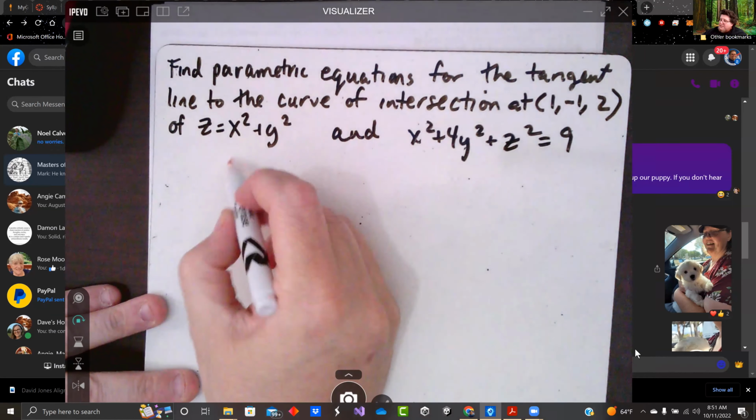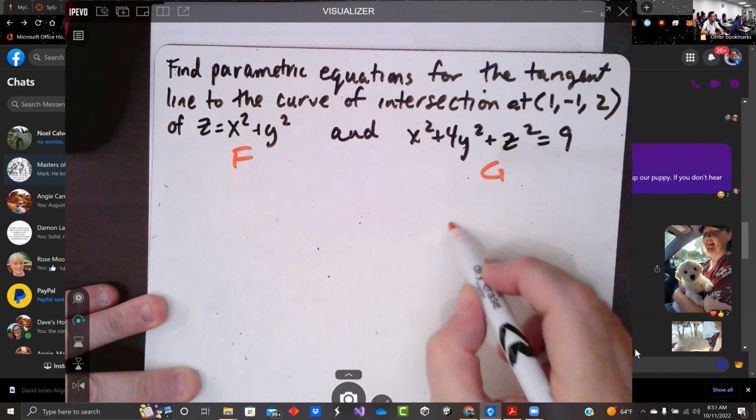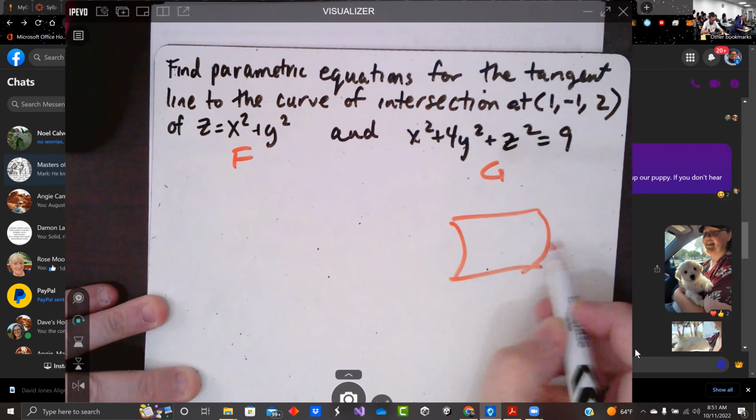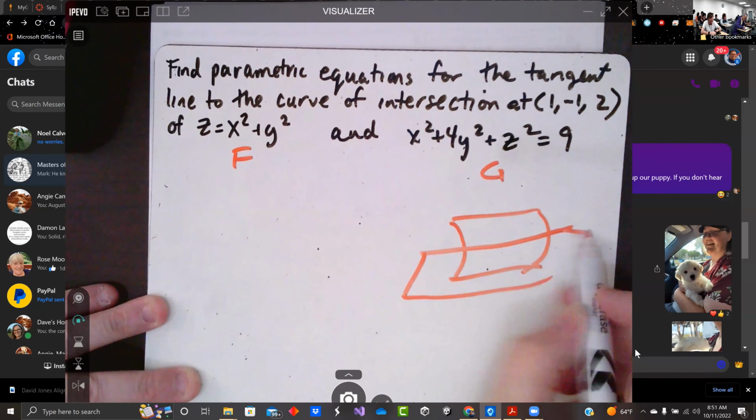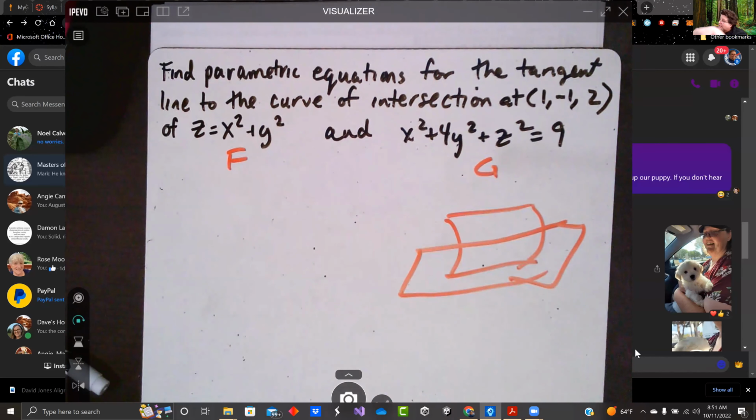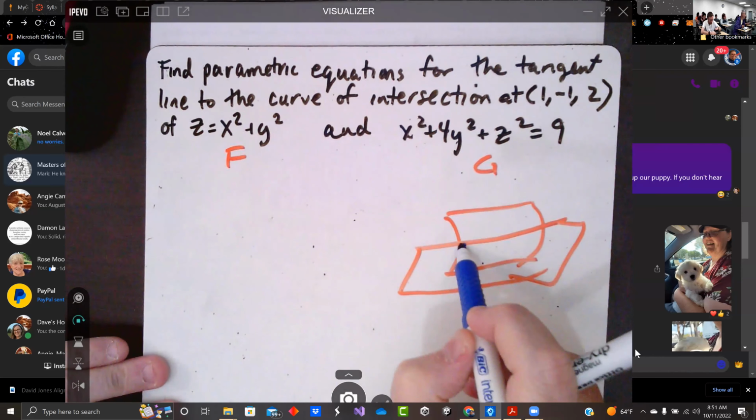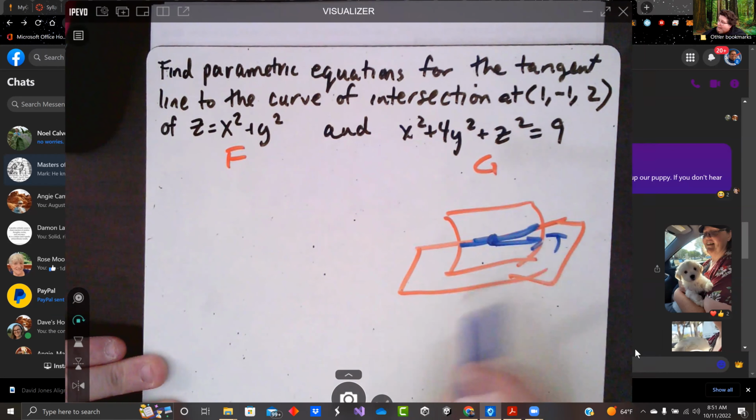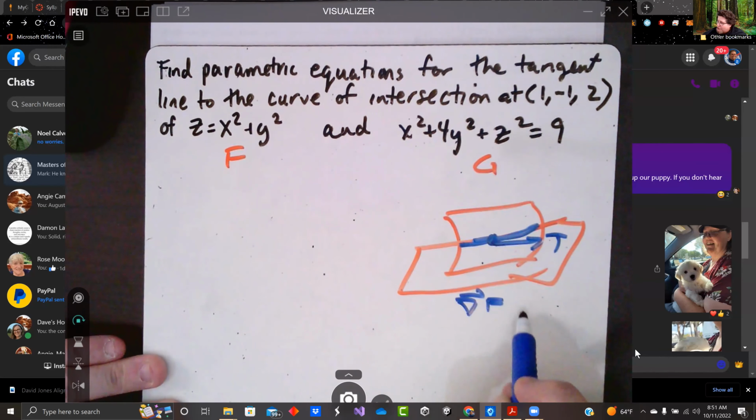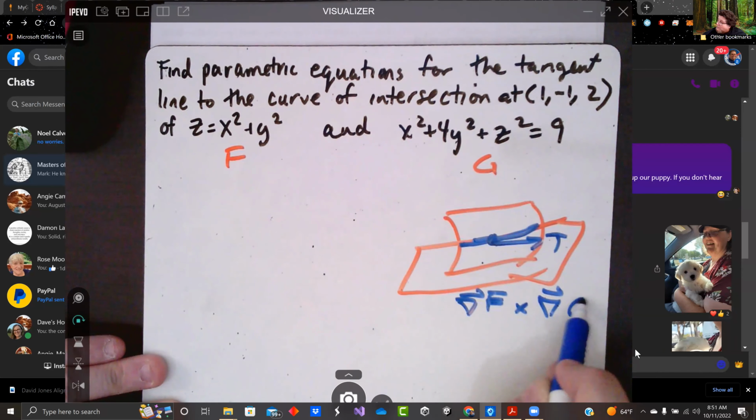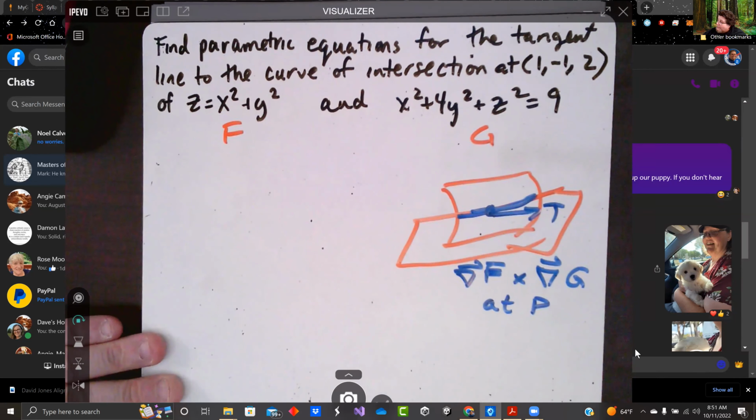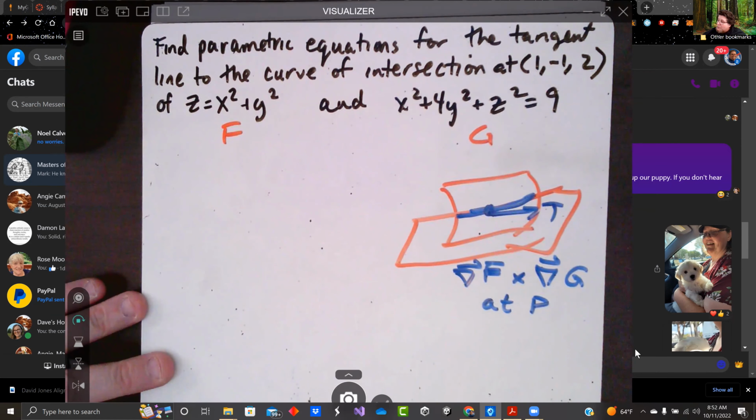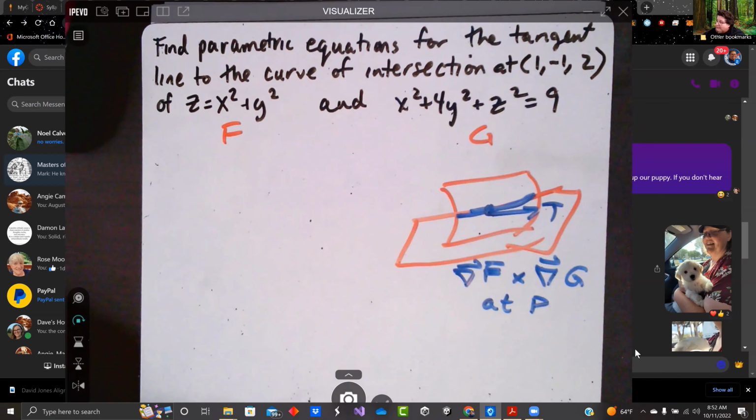So the idea here is that this is surface F and this is surface G. Where you see these points, yes, the point you have. And they intersect along some line here. We can find the tangent vector at a point there as the gradient of f cross the gradient of g at P for both of them. We can find the tangent line doing that. Once we have the tangent line, we just parameterize it.